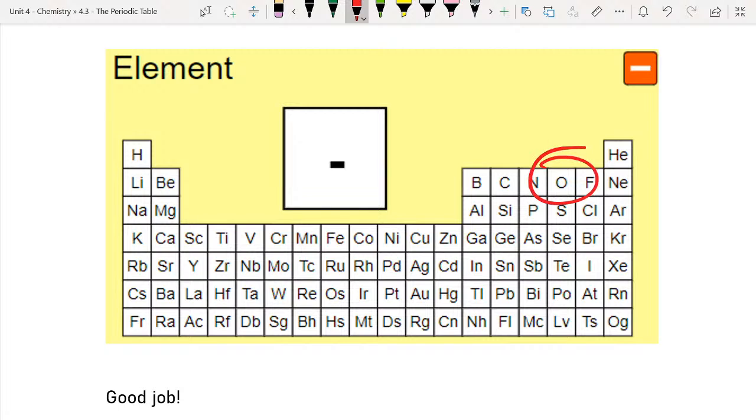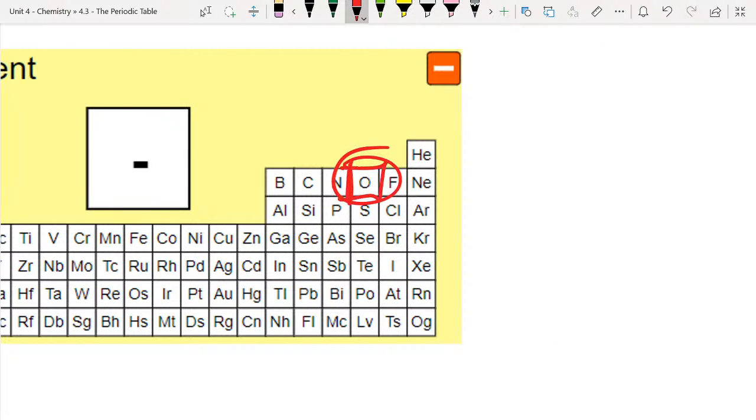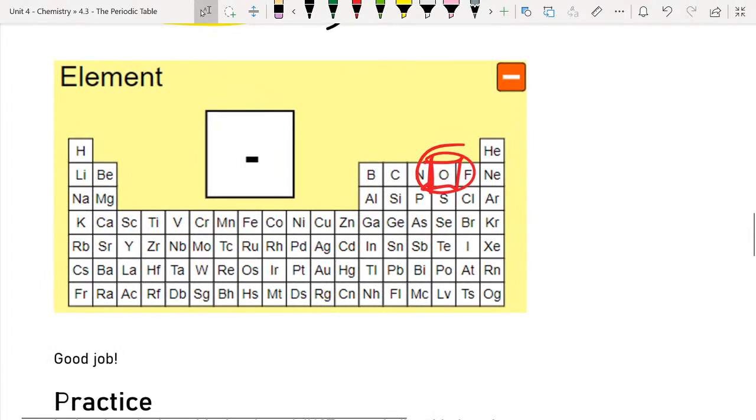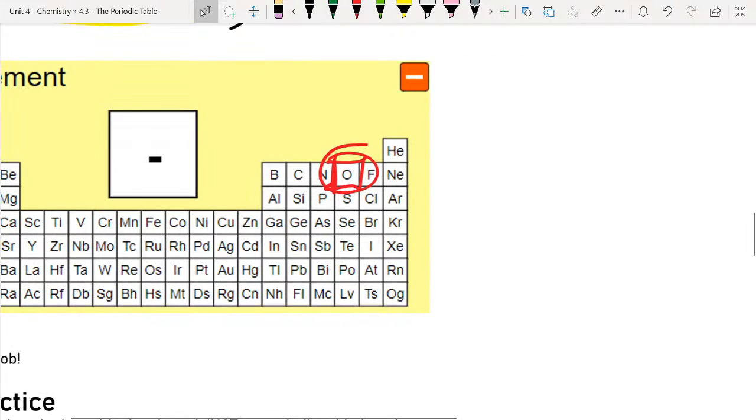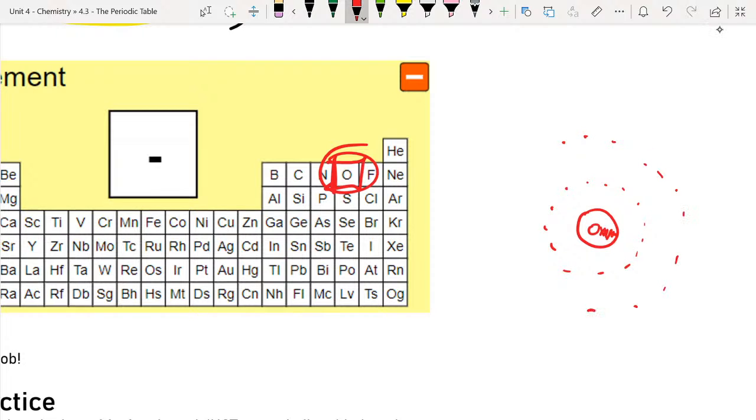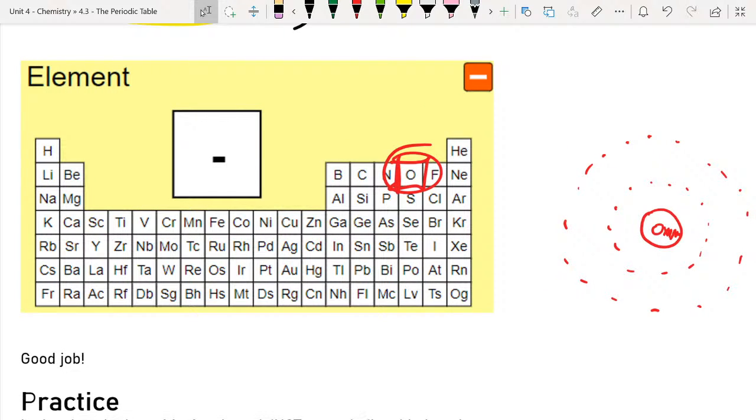So if I was going to draw oxygen, drawing oxygen would be easy because what row is it in? It's in the second row, which tells me it needs how many shells? 2. So it's going to have a shell and then a second shell, just like that. Any shell except the outer one is going to be full. How many electrons fit in the first shell? And the great thing is, if you forgot, what could you look at? The periodic table. 2 electrons in the first shell.